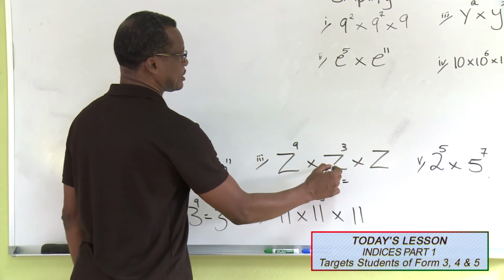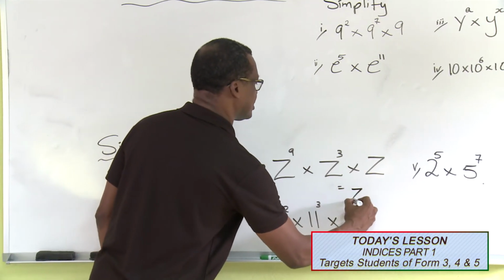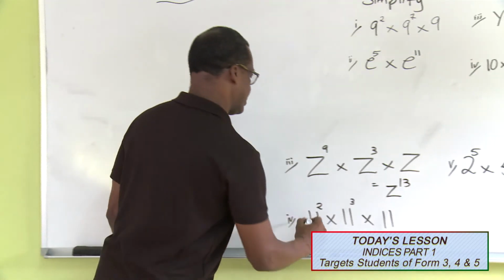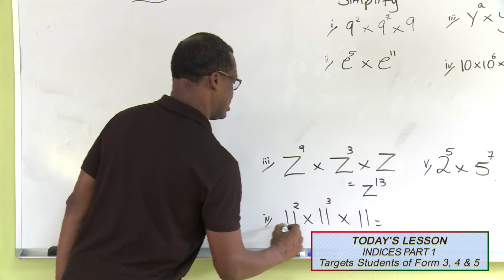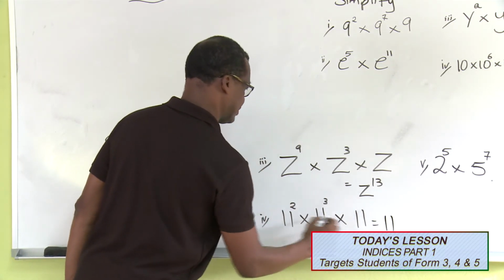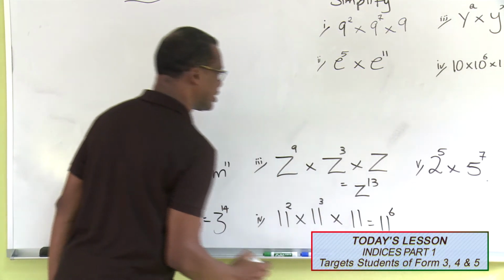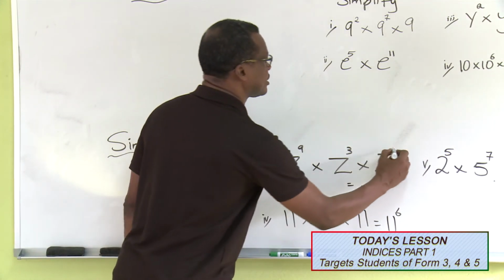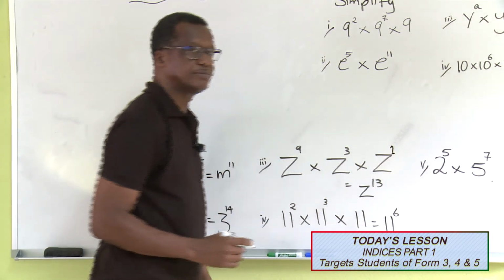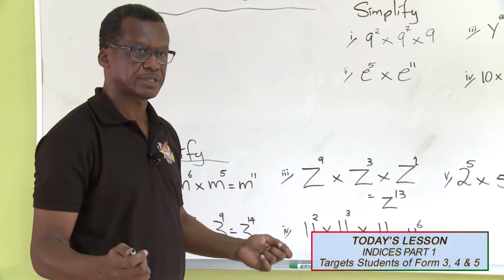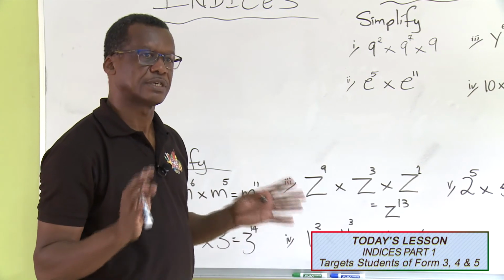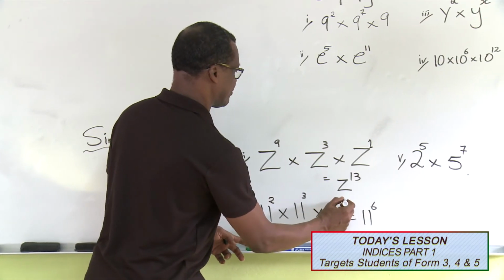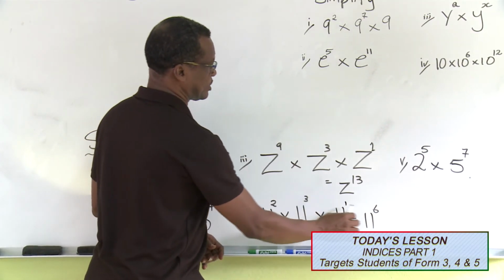Number 3. Z to the 9 times z cubed times z should give me z to the 13. And number 4, same base, 11 to the 6th power. In case you're wondering, when a quantity is written without any power, it's understood to be a 1. Anytime a quantity is written and there is no power written, the power there is understood to be 1. So this is here 11 to the power of 1. So 2 plus 3 is 5 and 1, 11 to the 6.